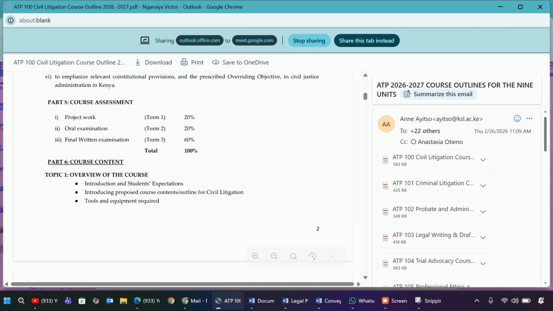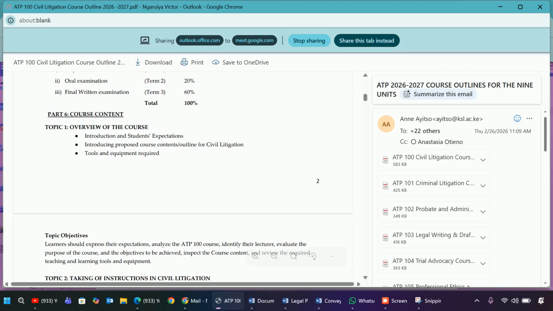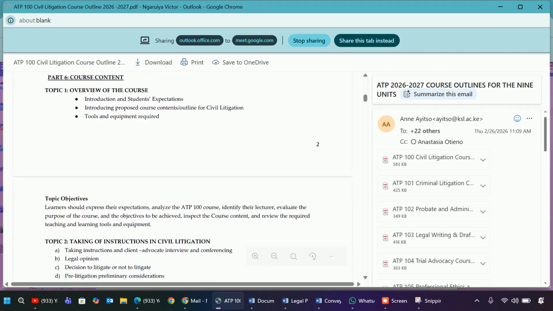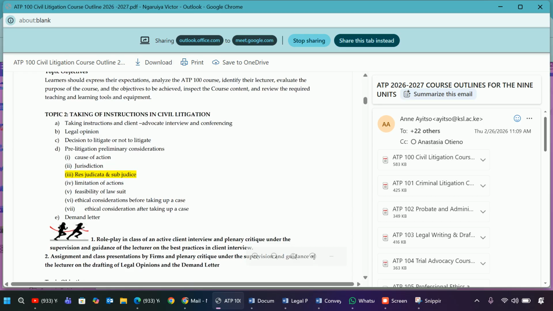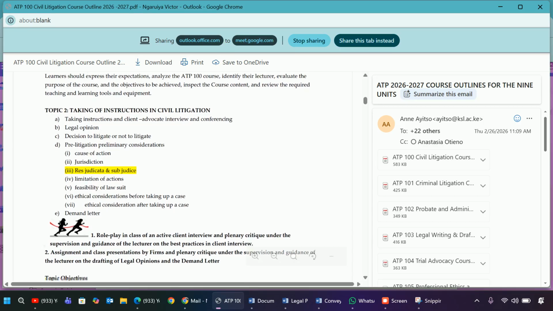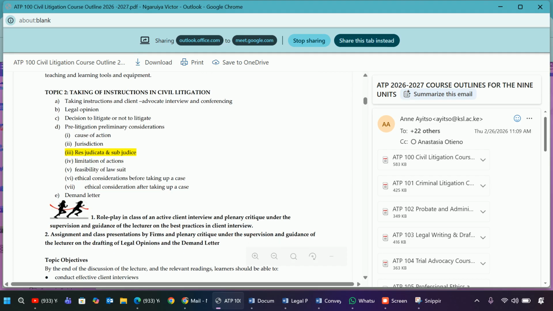So generally, project work will form 20%, oral examination 20%, and the final written examination 60%. Topic 2 was on taking of instructions in civil litigation. This is where we were taken through advocate interview and conferencing. We were taught how to write a legal opinion, and how to make the decision to litigate or not to litigate. And then we have pre-litigation preliminary considerations.